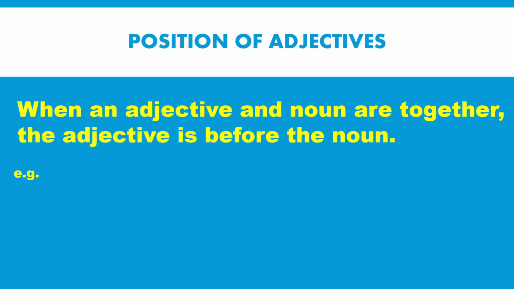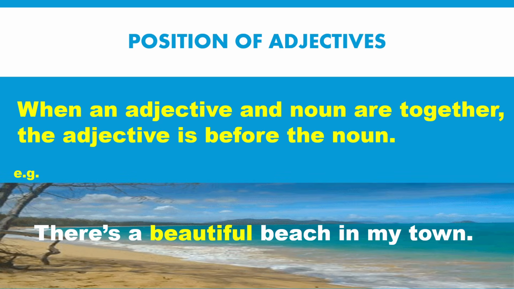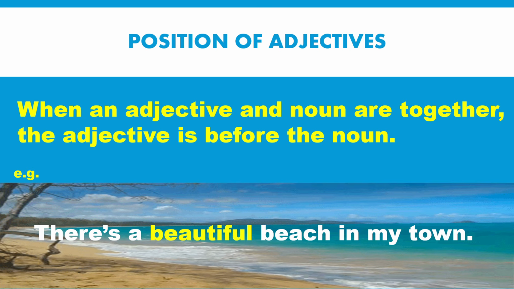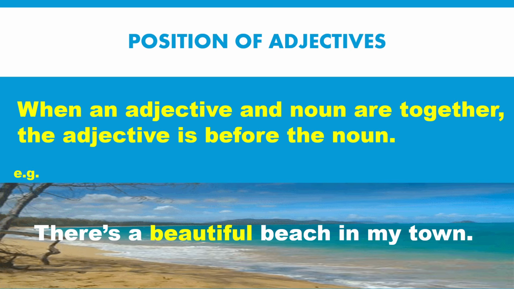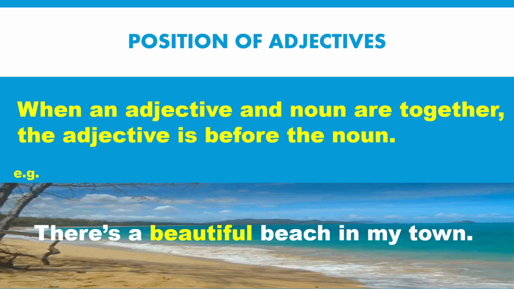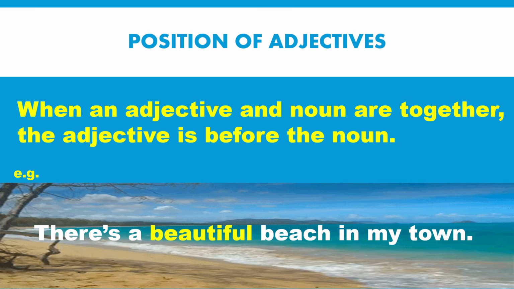For example, I give you a sentence. There's a beautiful beach in my town. Which word is the noun? Beach is the noun. Beautiful is the adjective. So this sentence totally applies to the statement that we have just read through. Adjective is before the noun.